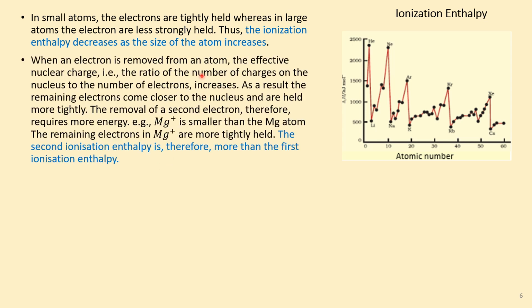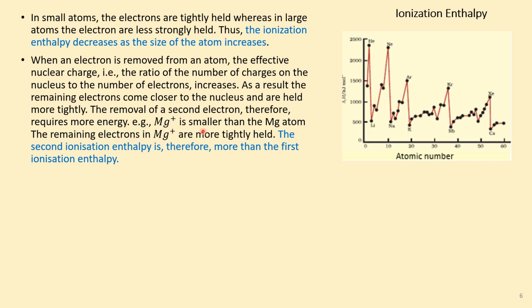When an electron is removed from an atom, the effective nuclear charge, that is, the ratio of the number of charges on the nucleus to the number of electrons, increases. As a result, the remaining electrons come closer to the nucleus and are held more tightly. Therefore, removal of the second electron requires more energy. I will read once again: the removal of the second electron after the removal of the first becomes more difficult and requires more energy.